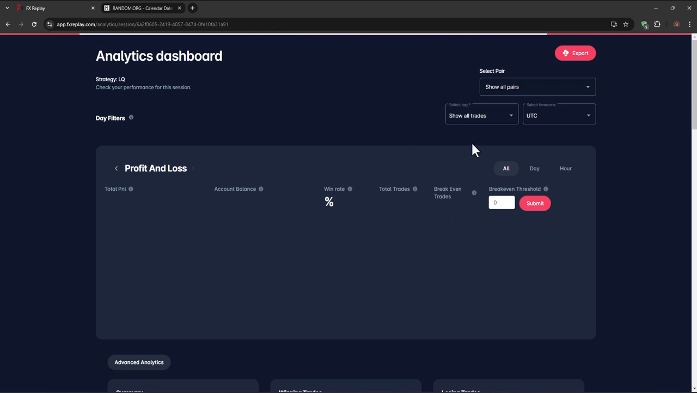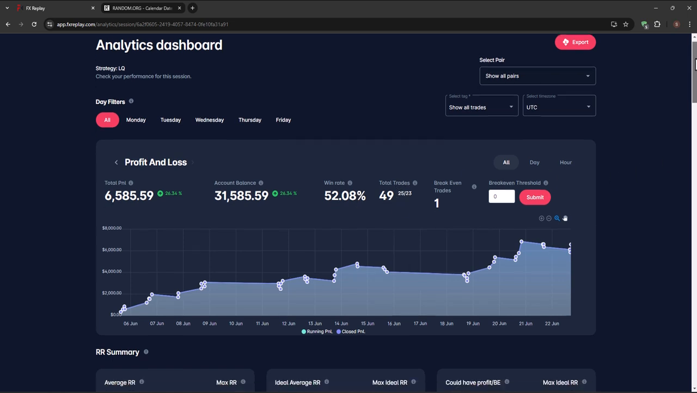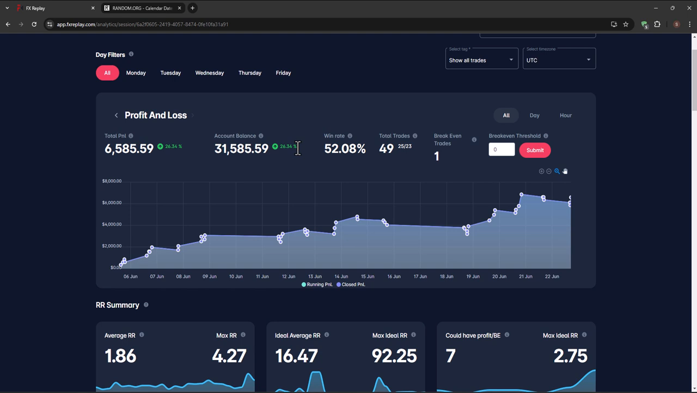If we take a look at the analytics dashboard, you can see that the win rate is 52%, right? And this is over a span of like 16 trading days. If we remove the weekends, this is like 14 or 13 days, right? So 52% win rate, 49 trades taken, a lot of trades. So I don't care about the win rate based on the trades. I care about this. I was risking 1% per trade, so it's like 26%, right?